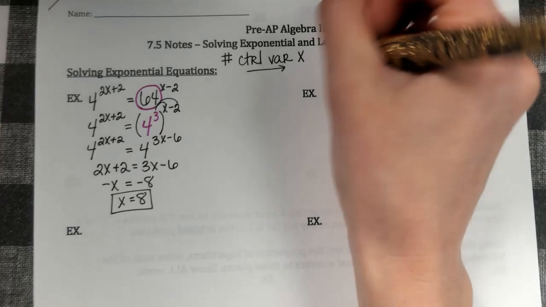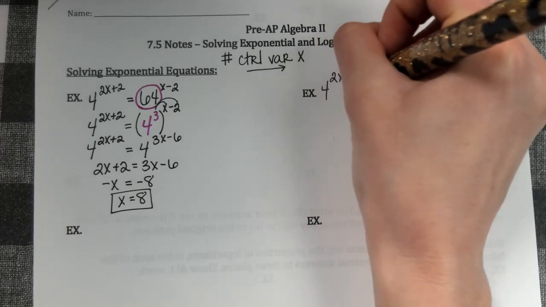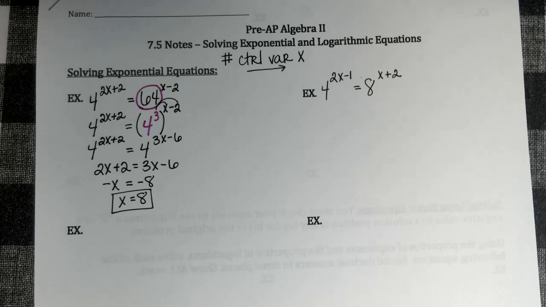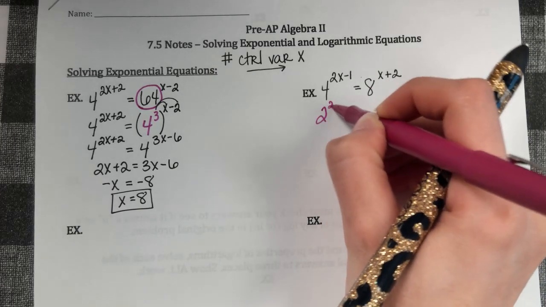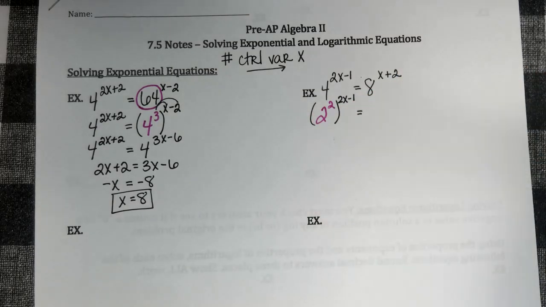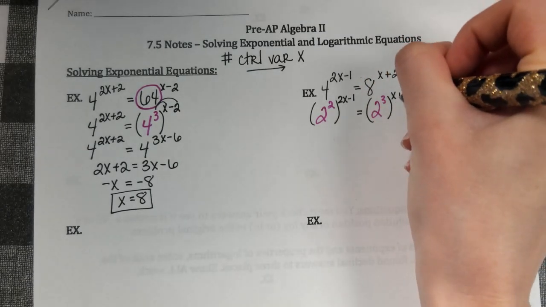Okay, so my next example, I have 4 to the 2x minus 1 equals 8 to the x plus 2 power. Now that 8, I cannot manipulate to become a 4. Even though 4 times 2 is 8, 4 squared is not 8. So what am I going to have to do with 4 and 8? I can make them both a base of 2. So 4 is the same as 2 squared, and that will be raised to the 2x minus 1 power. And then 8 is the same as 2 cubed, and that is raised to the x plus 2 power.